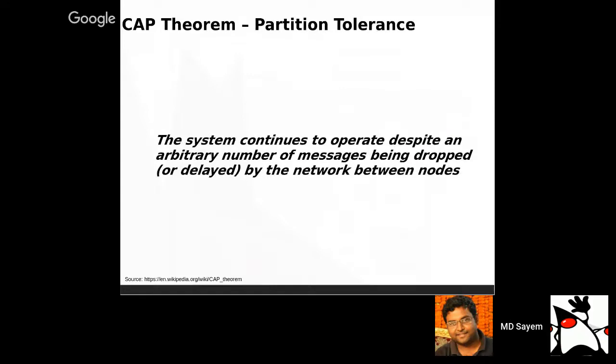Partition tolerance: the system continues to operate despite an arbitrary number of messages being dropped or delayed by the network between nodes, which is true for our system. In case of a network partition, meaning if there's a network failure between master and slave, our application server can still communicate with our database nodes through the load balancer. If it issues a read or write query, this will be forwarded either to the master or to the slave. It will still communicate.